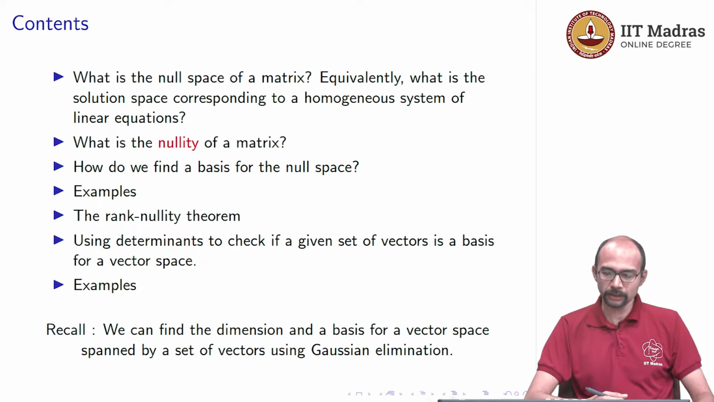So, let us start with what a null space is, but before that let us recall what we did in that previous video I just mentioned: that we can find the dimension and a basis for a vector space spanned by a set of vectors using Gaussian elimination or row reduction. We are going to use this idea again, but in a slightly different way.